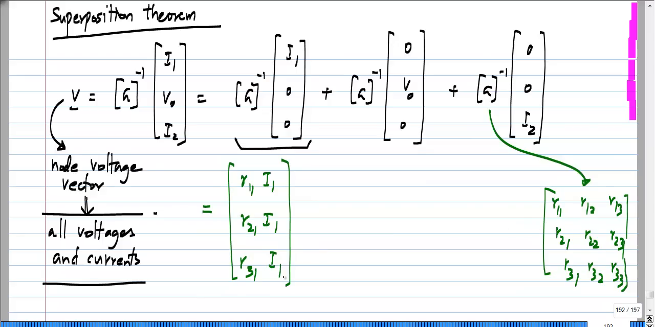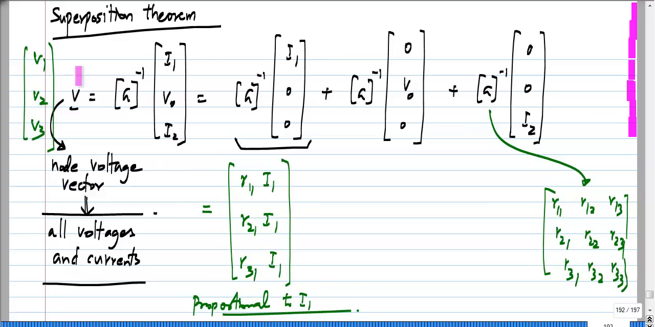The important point I want to mention here is that this is simply proportional to I1. So, if you have a single independent source in the circuit, then the solution everywhere in the circuit, whether it is voltage or current, will be proportional to that independent source. You can see that this is now a vector of three voltages, V1, V2, V3. So, V1 is proportional to I1, V2 is proportional to I1 and V3 is proportional to I1 when I1 is acting by itself. So, as I said, with a single independent source, every response in the circuit, whether it is voltage or current, is proportional to the excitation.